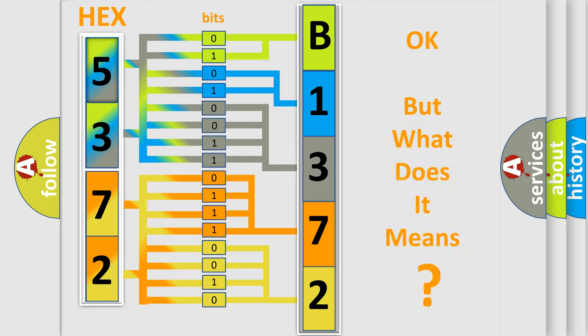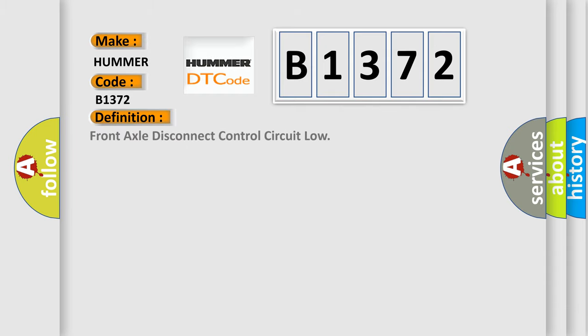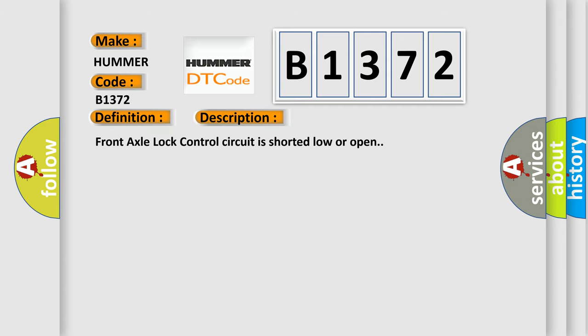The number itself does not make sense to us if we cannot assign information about what it actually expresses. So, what does the diagnostic trouble code B1372 interpret specifically for car manufacturers? The basic definition is front axle disconnect control circuit low. And now this is a short description of this DTC code. Front axle lock control circuit is shorted low or open.